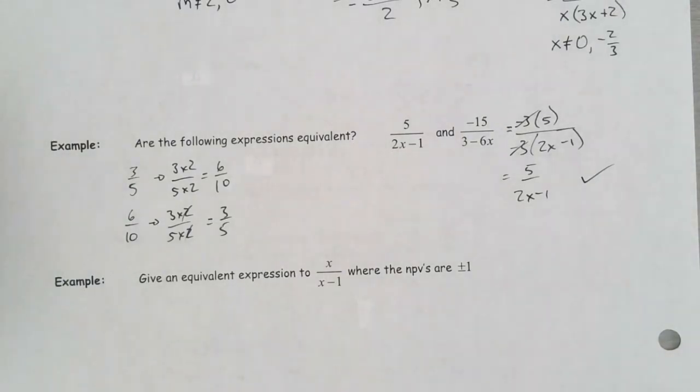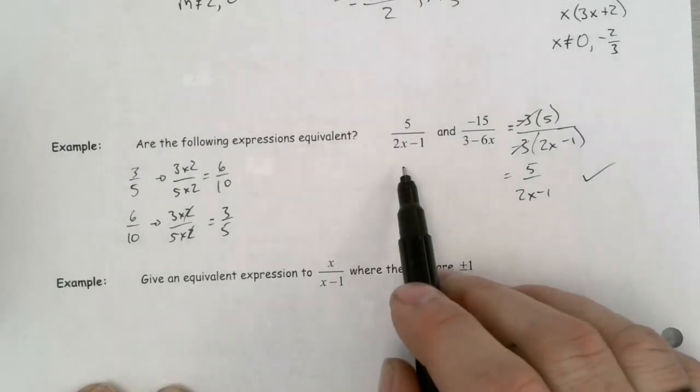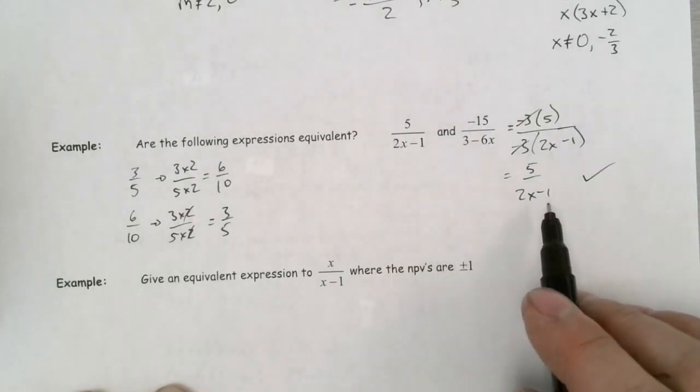And notice that there's no other factor of x introduced, so the non-permissibles are the same from one expression to the other. In this case, x can't equal a half, x can't equal a half.